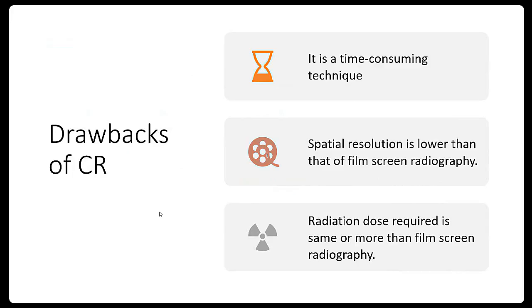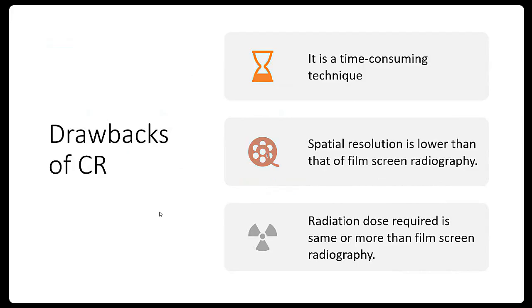We have to first expose the PSP plate. It takes some time, and after that we have to put the PSP plate into the reader, and we have to wait for the readout process. And after the readout process is done, we'll have to do some post processing adjustments. So it is a time consuming technique.